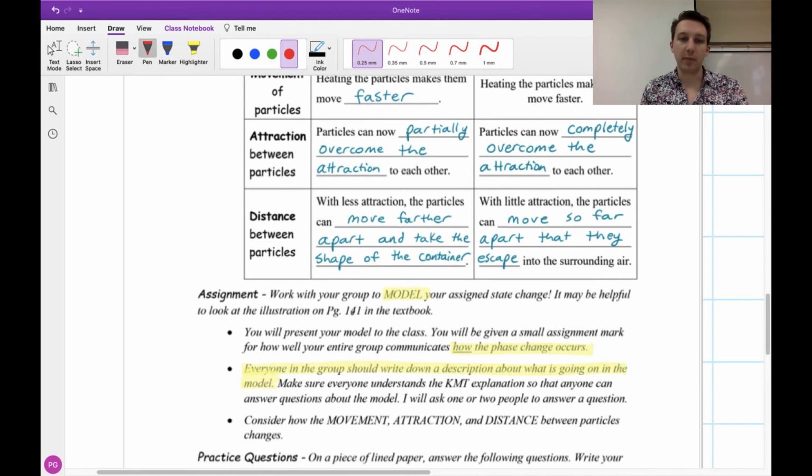So you might want to look at page 141. There's some good visualizations here. And imagine you were doing this with a couple of people, where each person represented a particle. So maybe think about 5 or 10 people and think about what would change. You can write down a description if you like, or just imagine in your mind. If you'd rather do it in your mind with like plastic balls or something like that, that might be a helpful way to think about this and consider the movement, attraction, and the distance.